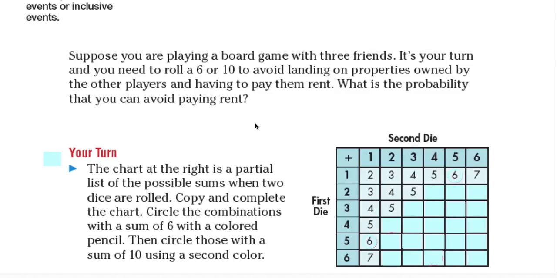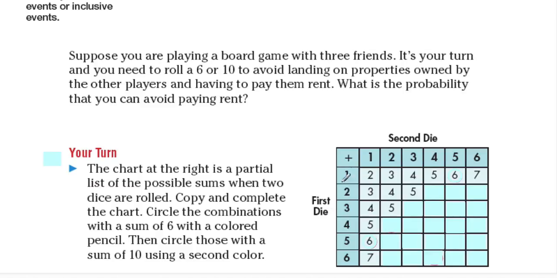The chart on the right is a partial list of sums when two dice are rolled. Copy and complete the chart, and these are your directions. Circle the combinations with a sum of 6. And another one, circle those with a sum of 10 using a second color. If you copy this chart on graph paper, the vertical axis will be for the first die. The horizontal axis on top will be for the second die.